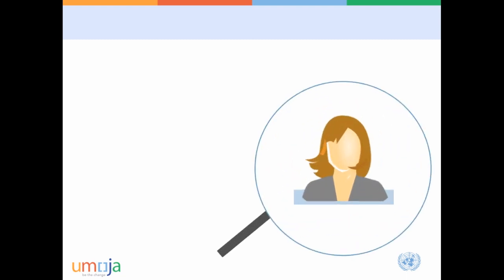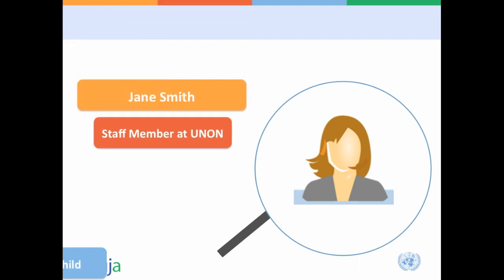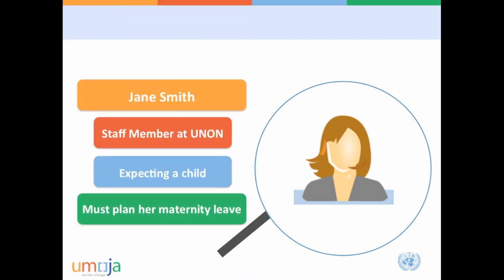So to begin, we have a hypothetical example. Meet Jane Smith. Jane works at Yunan in Nairobi. Jane is expecting her second child and soon must request time off for her maternity leave. She requested ML last year when pregnant with her first child. She already knows the as-is, but needs to learn the to-be.